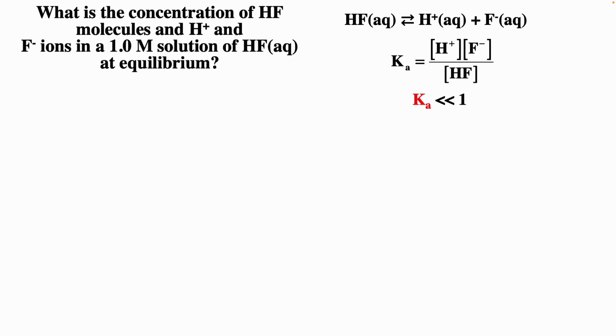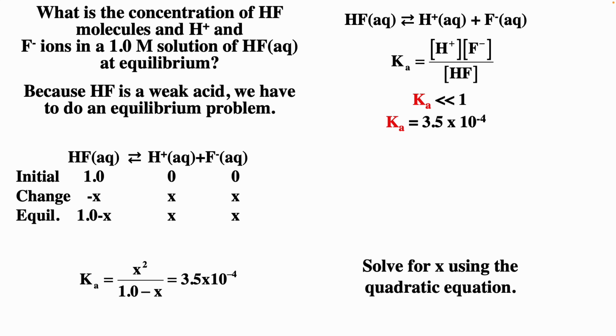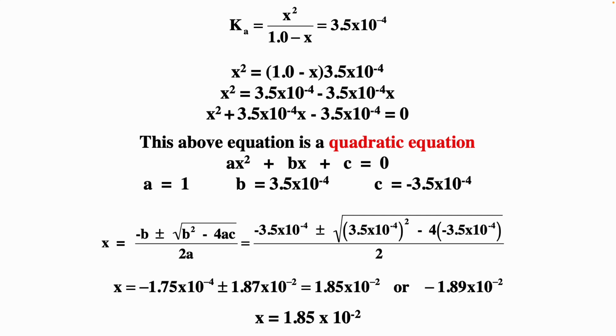Now, we could have also done it using the quadratic equation. And so here we have X times X divided by 1 minus X equals our Ka. And then if we do a little bit of math, we can get our quadratic equation, x squared plus 3.5 times 10 to the minus 4 x minus 3.5 times 10 to the minus 4 equals 0. And so you can solve the quadratic equation using this equation here.